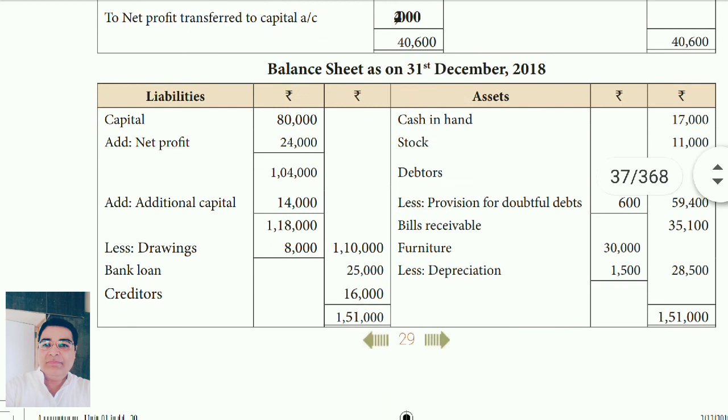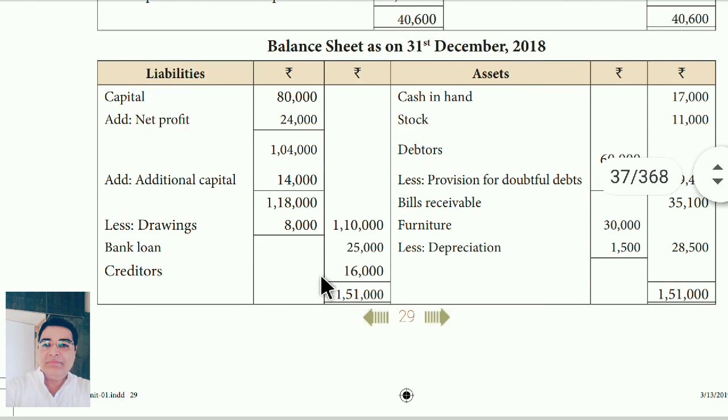So the balance sheet: capital 80,000, add net profit 24,000, you will get 1,04,000; add additional capital 14,000, you will get 1,18,000; less drawings 8,000, you will get 1,10,000. Then 1,10,000 plus 25 plus 16,000, you will get 1,51,000. On the same line, write the total 1,51,000. You add this, you will get 1,51,000. So the balance sheet is tallied.